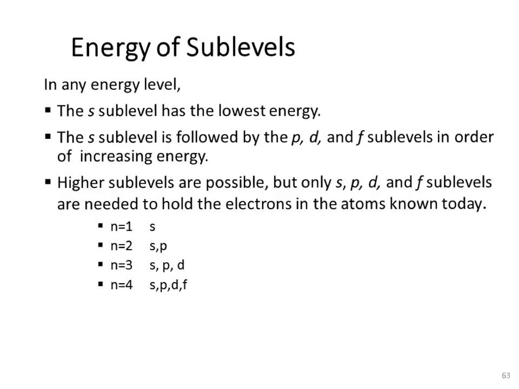This just summarizes some of the things we've just talked about in regards to sublevels, or our angular momentum quantum number. In any energy level, the S sublevel is always going to have the lowest energy. The S sublevel is followed by the P, D, and F sublevels in order of increasing energy. The higher sublevels are possible, but only S, P, D, and F sublevels are found to hold electrons in the atoms we know about today. Your first energy level has only an S sublevel, your second has an S and a P, your third an S, P, and D, and fourth S, P, D, and F.